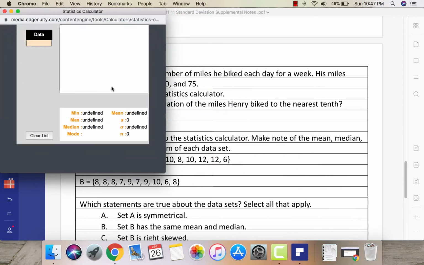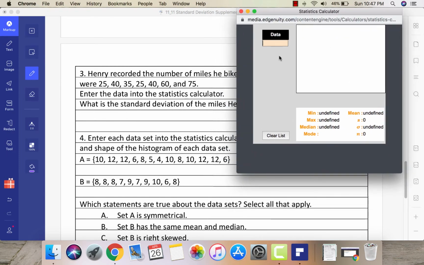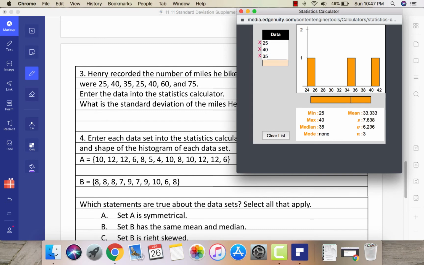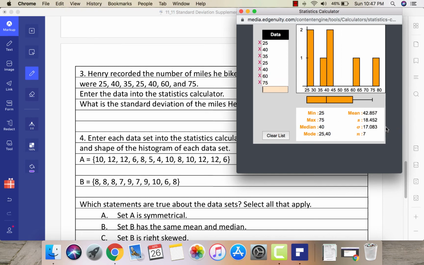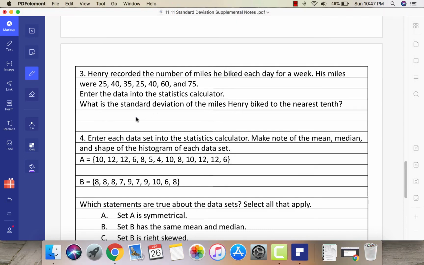Okay, so now we are going to use our statistics calculator. Make sure that you clear the list beforehand. And we're going to enter in the data into the calculator. So 25, 40, 35, 25, 40, 60, 75. So this gives us our standard deviation, which is 17.08, which we can round to the nearest tenth, 17.1.